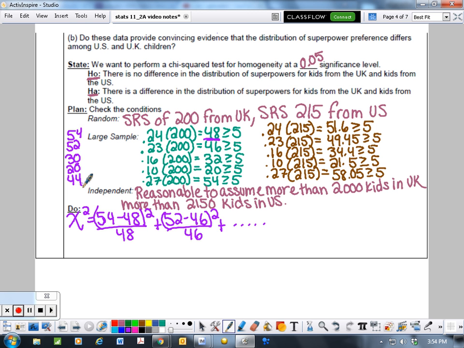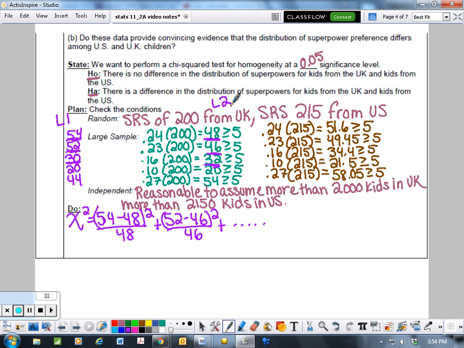And so we'd compare the 54 with the 48, the 52 with the 46, the 30 with the 32, and we'd go through and do that. In fact, on your calculator, you're going to put these numbers in as list 1, and you're going to put these numbers in as list 2.